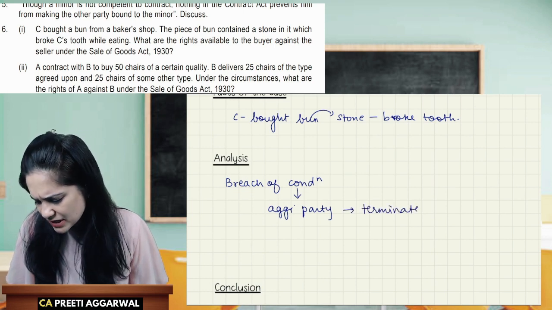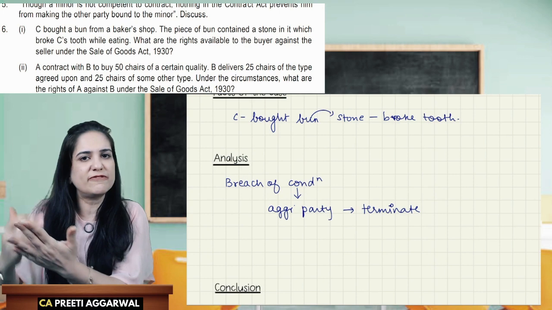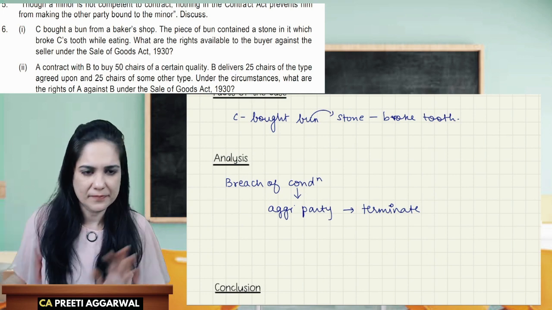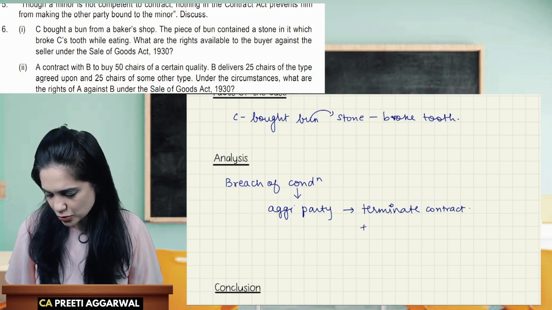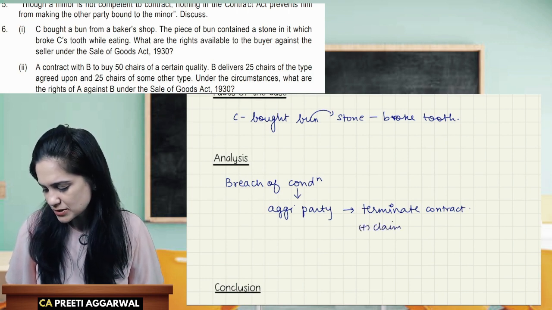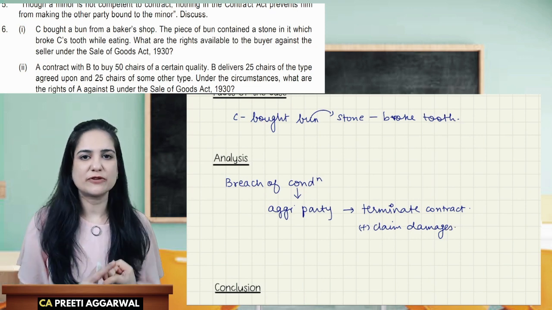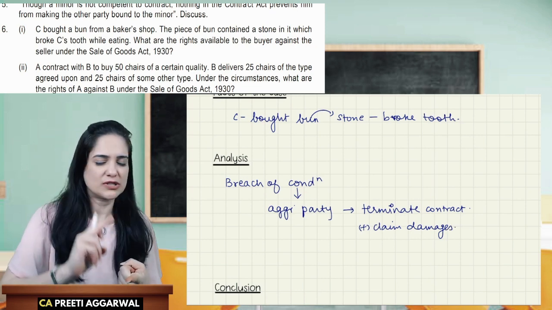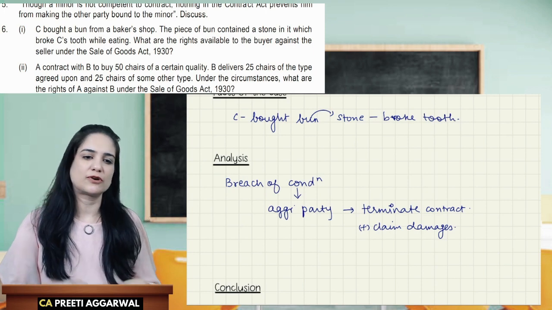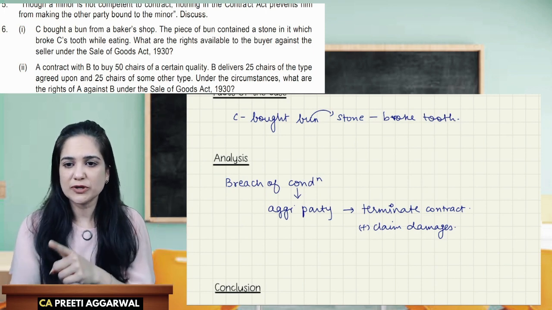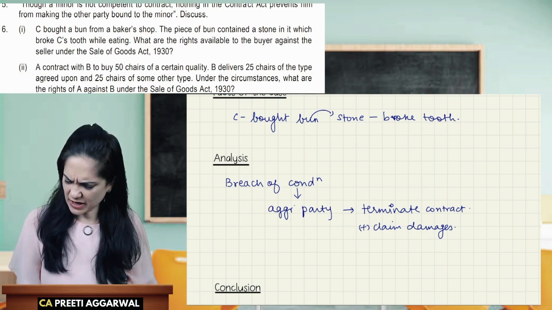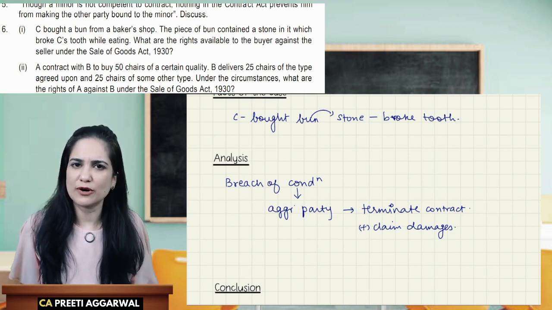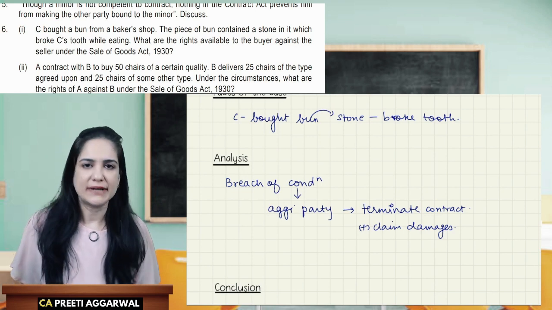See, everything is happening logically. It is a flow. It is related to the previous point. You can terminate the contract, and you can also claim damages. So in this case, there is breach of condition as to merchantability, there is breach of condition as to wholesomeness. You can terminate the contract, and you can also claim damages. Now, what is the question that they have asked? What are the rights available to the buyer? So you can say that in this case, the buyer can terminate the contract and he is eligible to claim damages. So that is the conclusion.